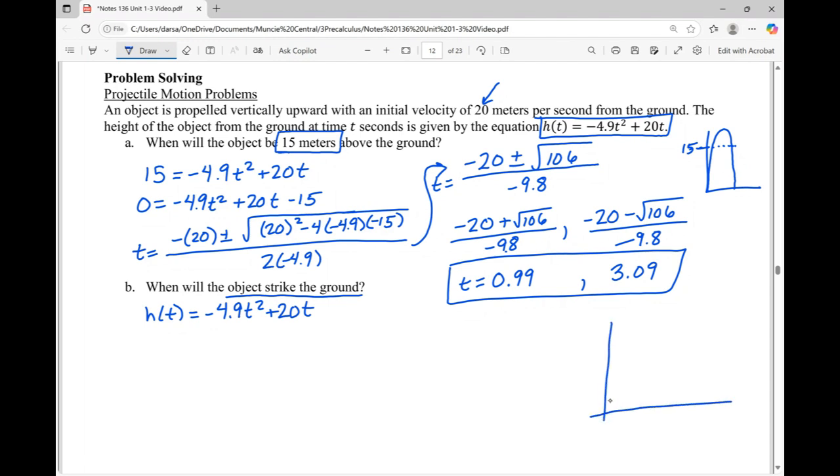So let's say that we threw this object up into the air and then it comes back down and it hits the ground. Well, when it hits the ground right there, how high is it? How high is something that is sitting on the ground? Well, in that case, h of t is going to be 0. So what we're doing is plugging in a 0 for height. That's when it will hit the ground.